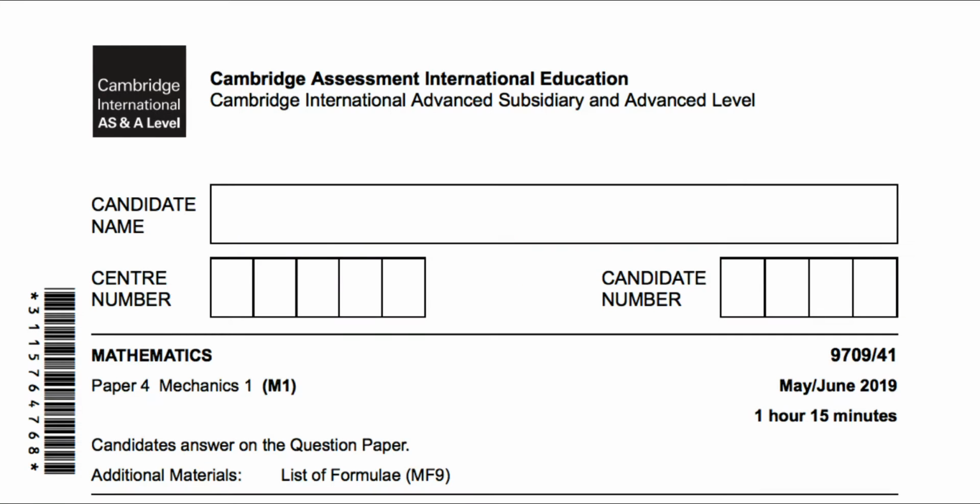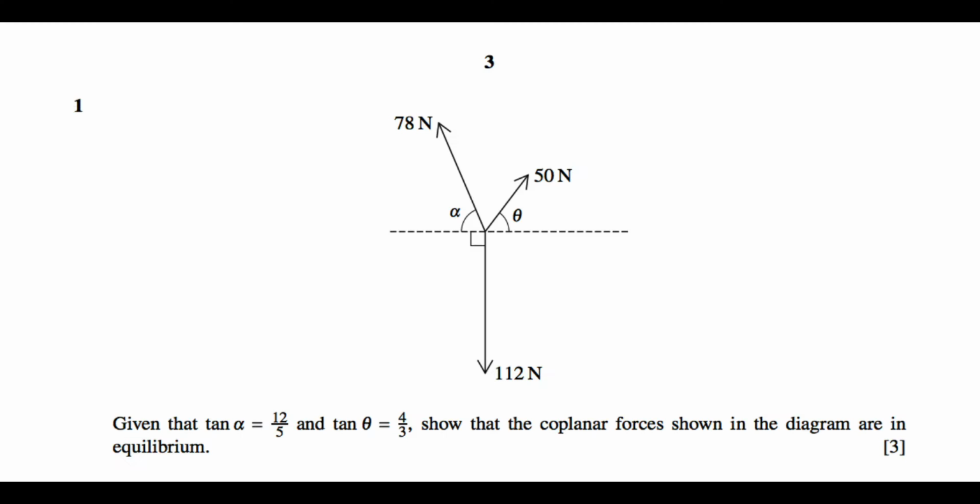This is Paper 4 for Mechanics 1 (M1) from Mathematics syllabus 9709, Paper 41 in May-June 2019. Start from number 1. There are 3 coplanar vectors. We have 78 Newton, 50 Newton, and then 112 Newton.